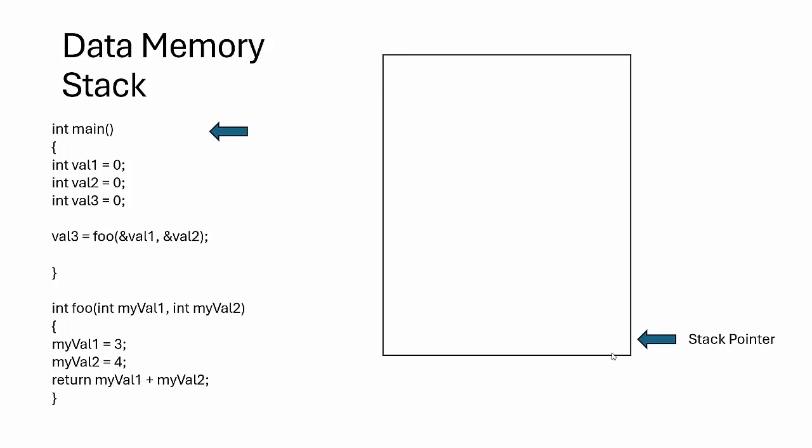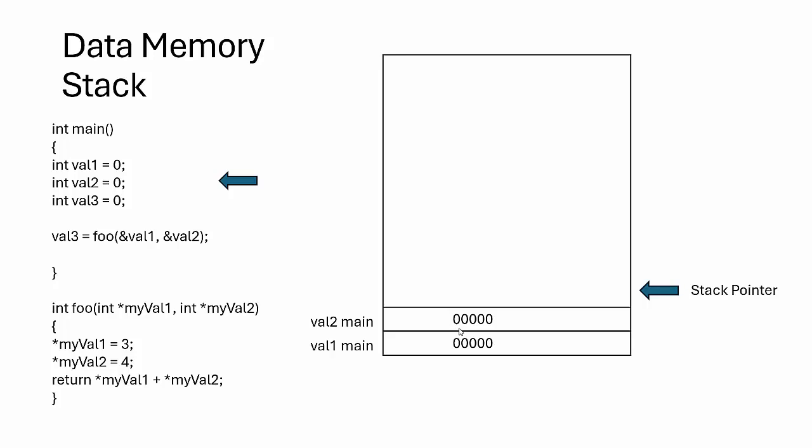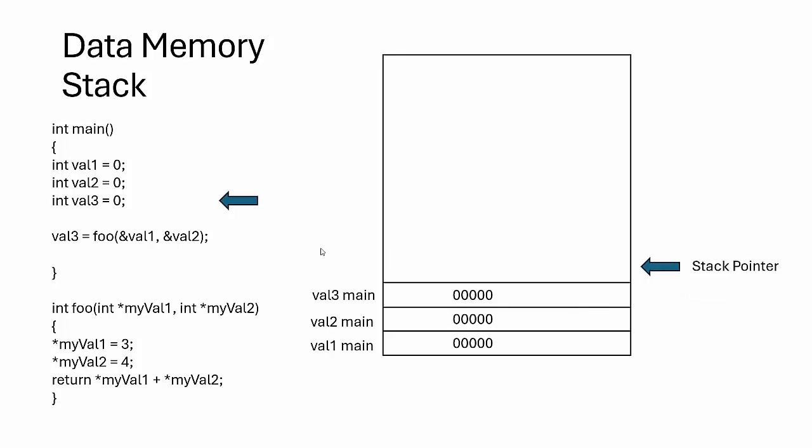So here's our stack. By the way, this time I've introduced the stack pointer so you can actually see it move. If we create the first location, val1 main, it's going to have this value in it. Stack pointer is going to move up. We create the next one, put a value in it, and the stack pointer moves up again. We create the next one, put the value there, and the stack pointer goes up. And now here's where it might get a little bit interesting.